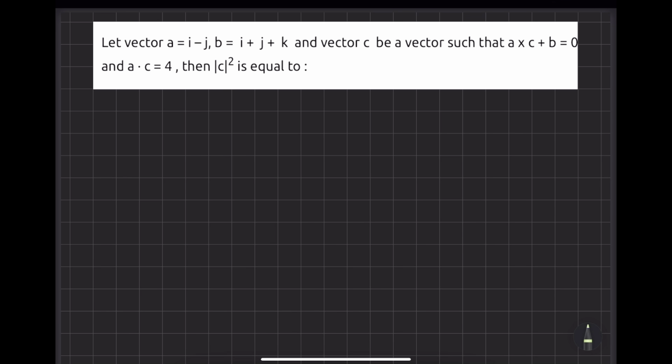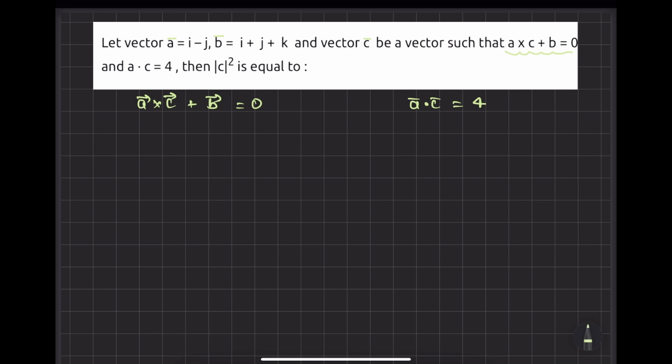So, we got a wholesome new problem which says: let vector A equal this, vector B equal this, and let vector C be a vector such that A cross (C plus B) equals 0. And also, we have A dot C equals 4. We need to find out the magnitude of C vector square.